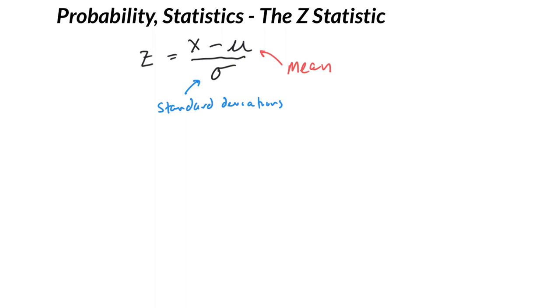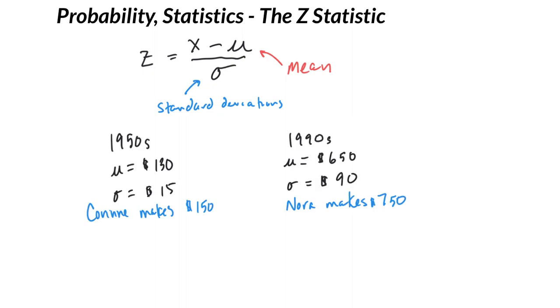So let's do an example. Let's say in a certain kind of business in the 1950s, the average worker made $130 a week with this standard deviation. In the 1990s, in the same industry, the average worker made $650 a week with a standard deviation of 90. A couple things to notice here: of course, the average is much higher and the deviation is higher. In the first one, Corinne makes $150 a week. We're going to calculate her z-statistic.